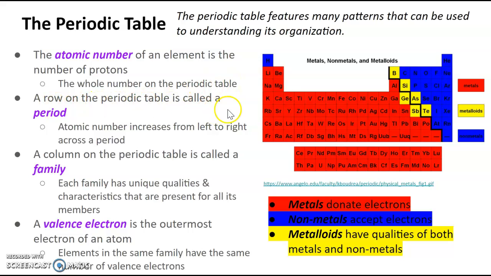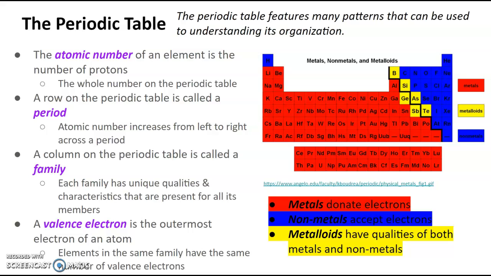A row on the periodic table is called a period. Atomic number increases from left to right across the period. So that's a pattern: the atomic number increases. A column on the periodic table is called a family. Each family has unique qualities and characteristics that are present for all its members. That's a pattern because there's a pattern of those qualities that's only within a single family.